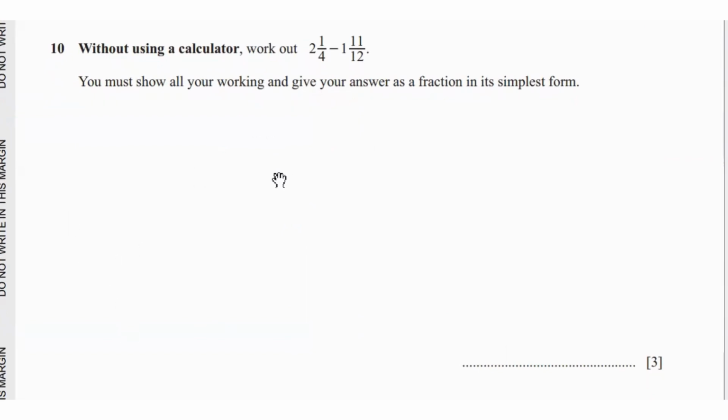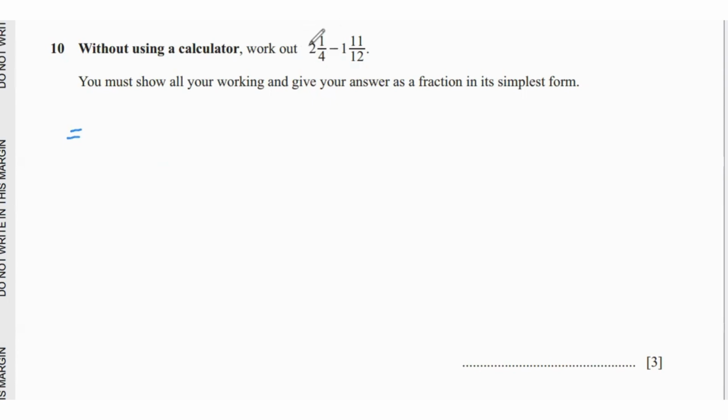Question 10 says, without using a calculator, work out 2 and 1/4 minus 1 and 11/12. You must show all your working and give your answer as a fraction in its simplest form. So let's convert the mixed numbers into improper fractions. We multiply the denominator with the whole number and then add the result to the numerator.